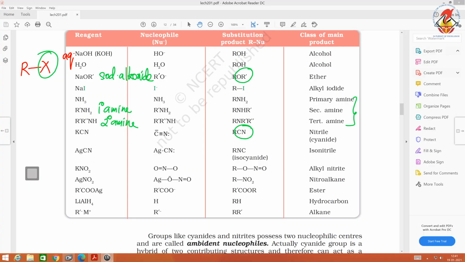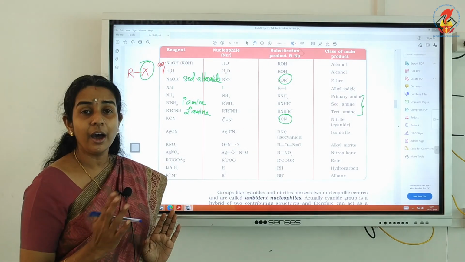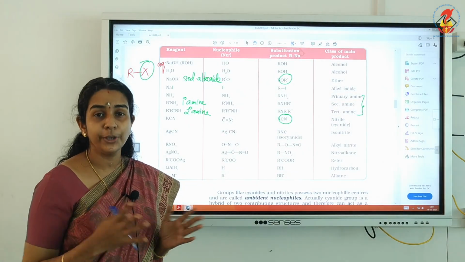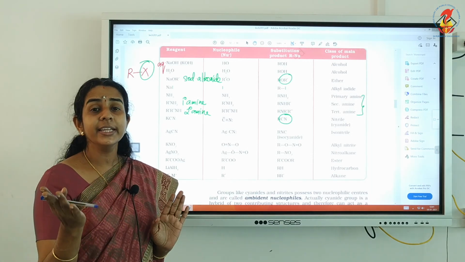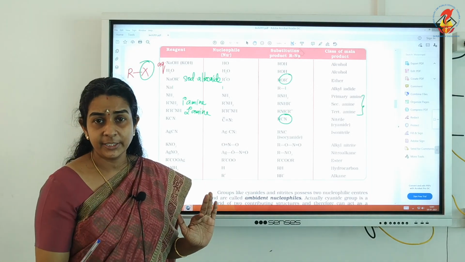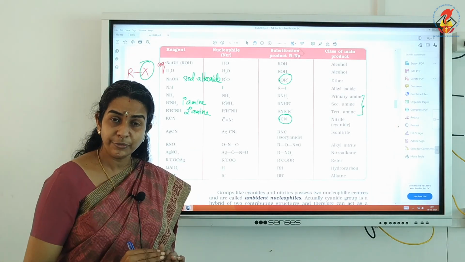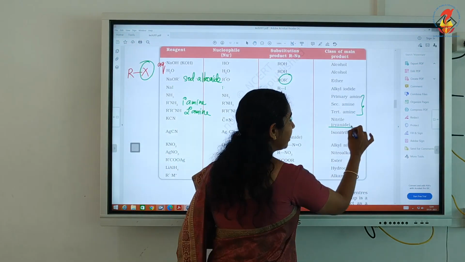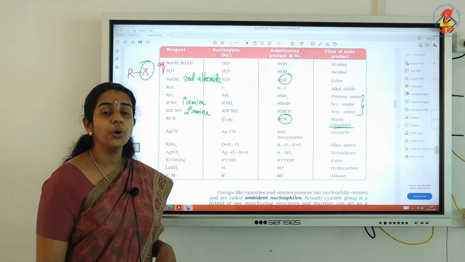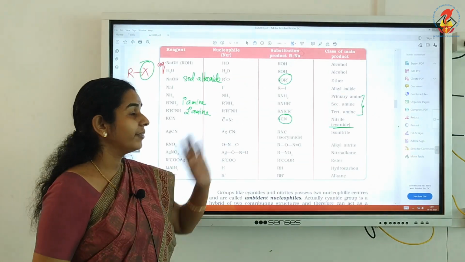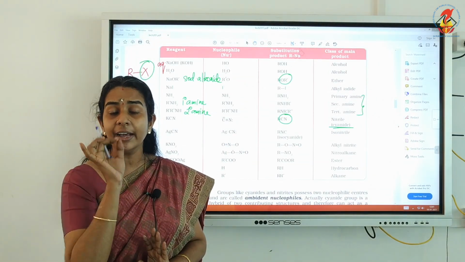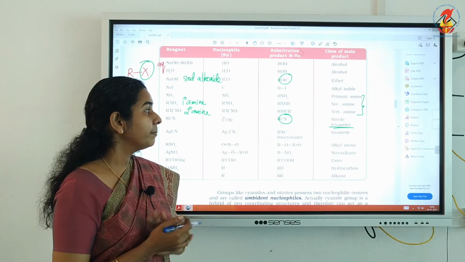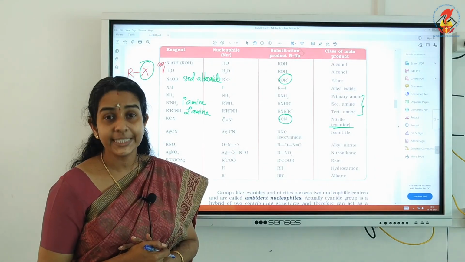How are we getting RCN from RX? X is replaced by CN minus, that is a nucleophile. X minus is replaced by CN minus. So X minus is a weaker nucleophile that is replaced by CN minus, and the product name is cyanides or nitriles. When alkyl halides react with KCN, the product will be nitriles or cyanides.